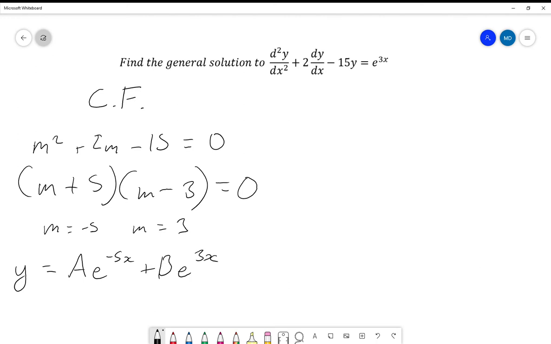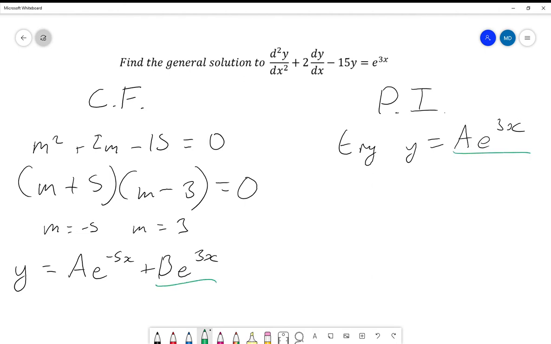Now, we want to try our particular integral. And for our particular integral, we want to try y equals a e to the 3x. But, and this is the whole point of the video, this and this are effectively the same term. So if I were to try something like that and add it on, effectively this particular integral would just disappear.